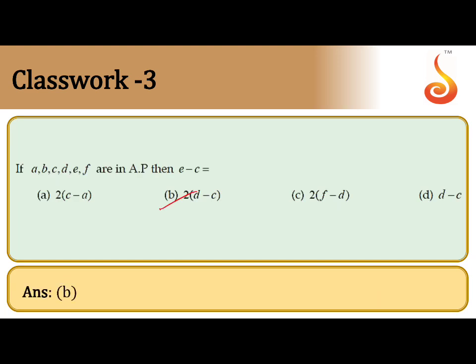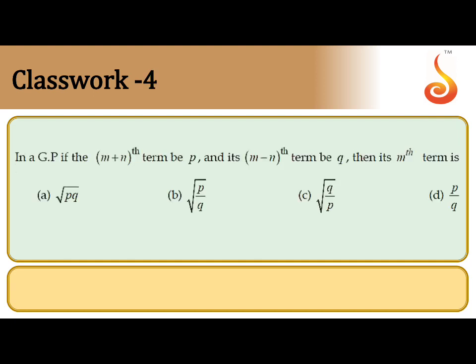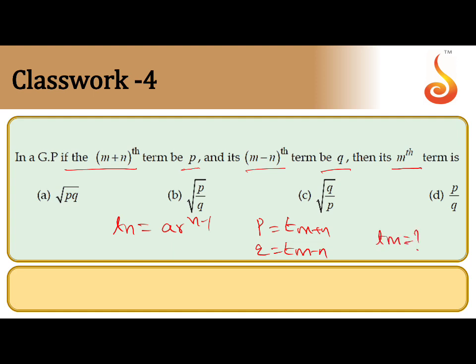The next question. This is a GP problem. The m plus nth term is p, the m minus nth term is q. What is the value of the mth term? So generally in GP, the nth term is a into r power n minus 1. So they are given p equal to t(m+n) and q equal to t(m-n). What is the value of the mth term they are asking, in terms of p and q? So I will solve the solution on the next page.